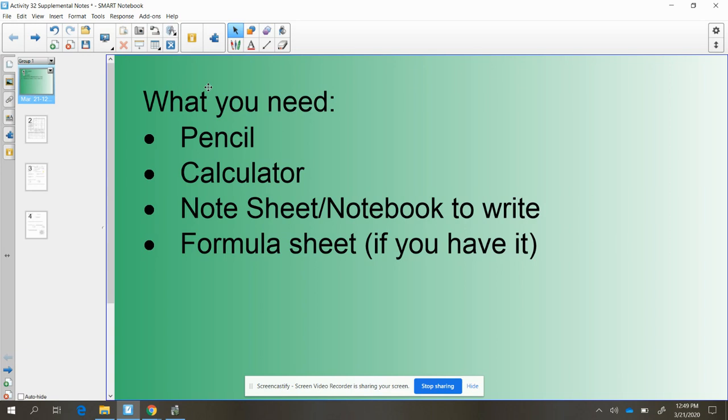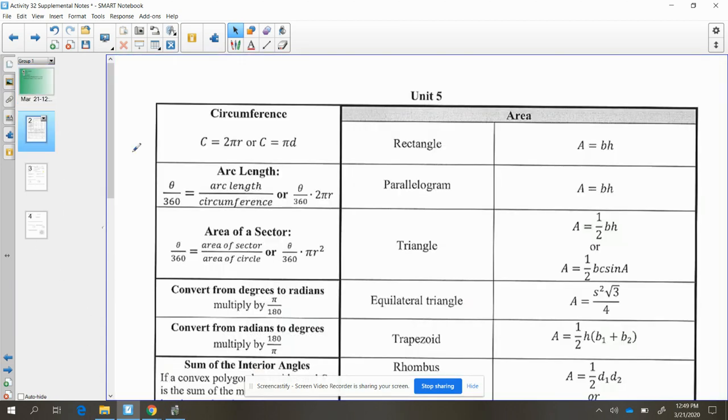Now what we're going to need today is a couple things: a pencil, a calculator of some sort, the note sheet that you either printed out or just a notebook that you could write these notes in, and your formula sheet if you have it.